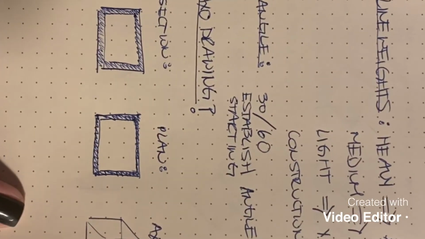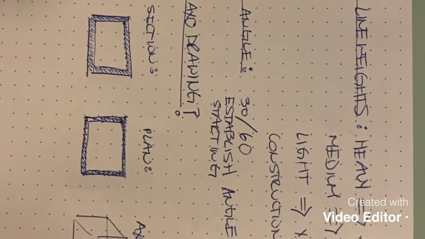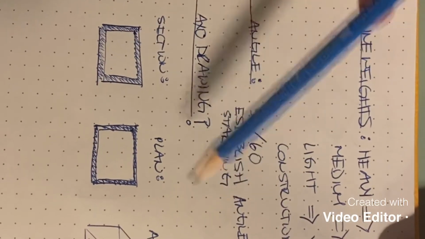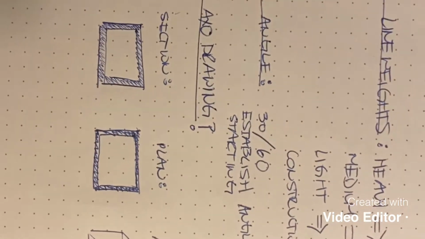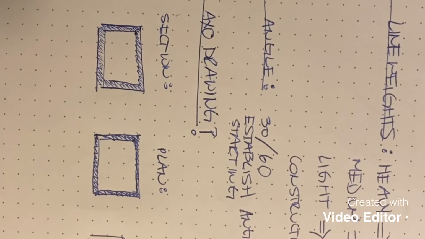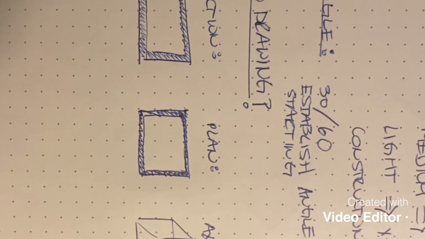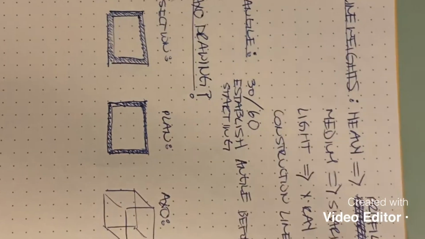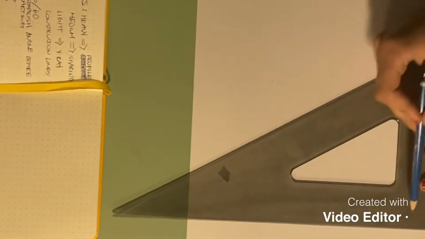Hi guys, today we are going to show you how to draw an AXO drawing. As you see on this picture, the difference between the AXO and the plan and section is that your AXO drawing is a three-dimensional drawing. Today we're going to show you how to draw your AXO with a 30-60 angle, so you're going to need your 30-60 triangle.